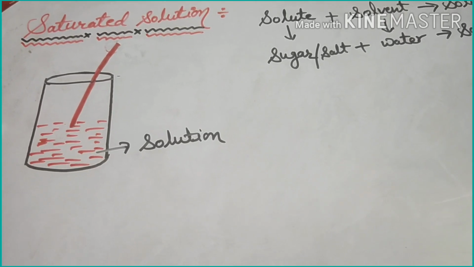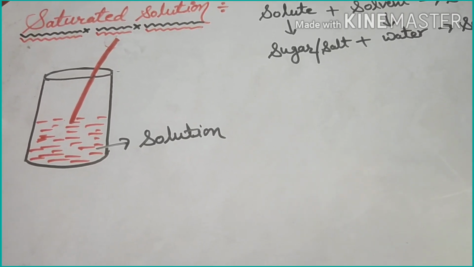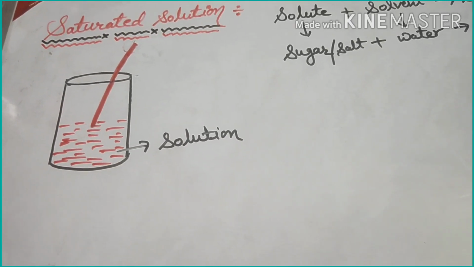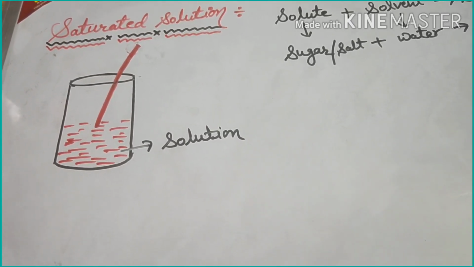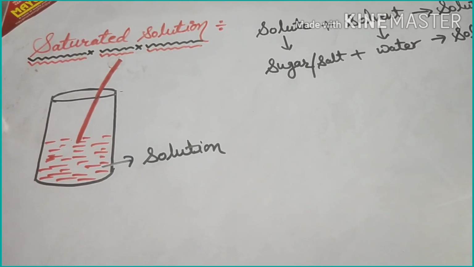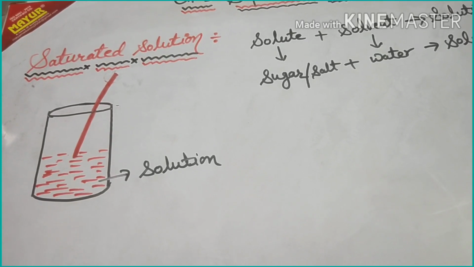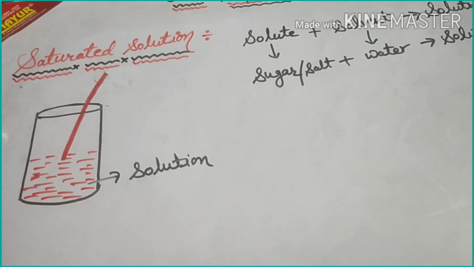When a substance dissolves in a liquid, it forms a solution. Alright. So when we mix sugar in water and the sugar dissolves in water, then we say that the solution is being prepared.